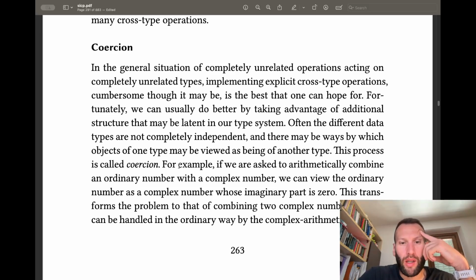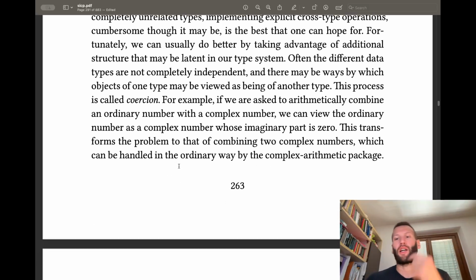For example, if we are asked to arithmetically combine an ordinary number with a complex number, we can view the ordinary number as a complex number whose imaginary part is 0. This transforms the problem to that of combining two complex numbers, which can be handled in the ordinary way by the complex arithmetic package. Yes?